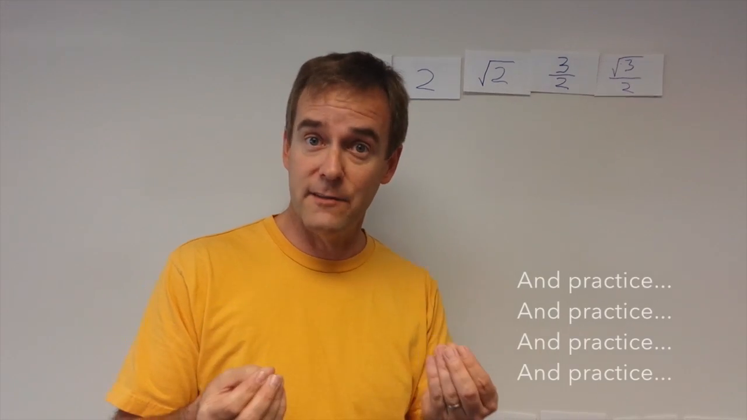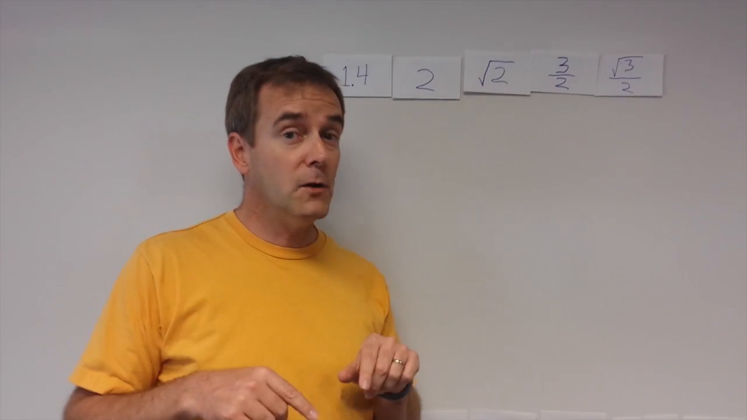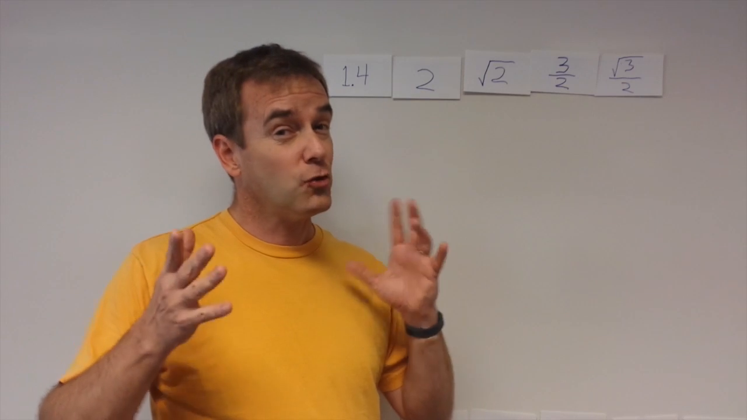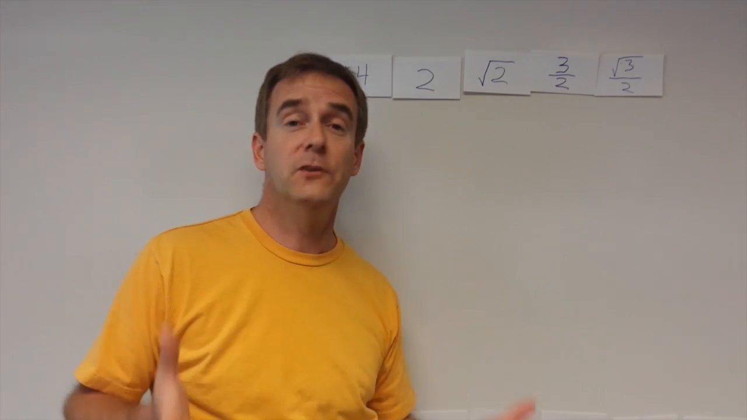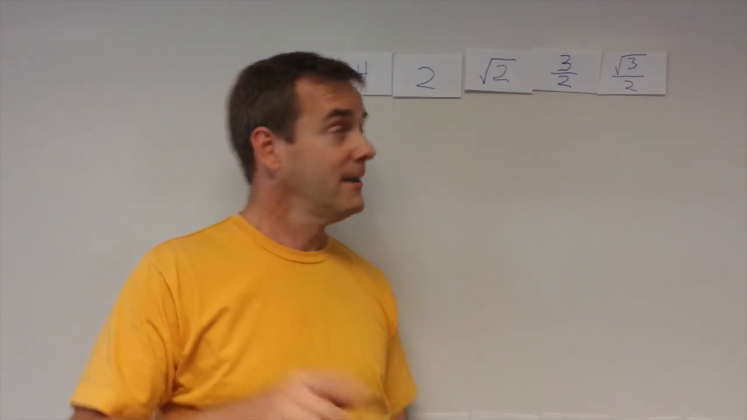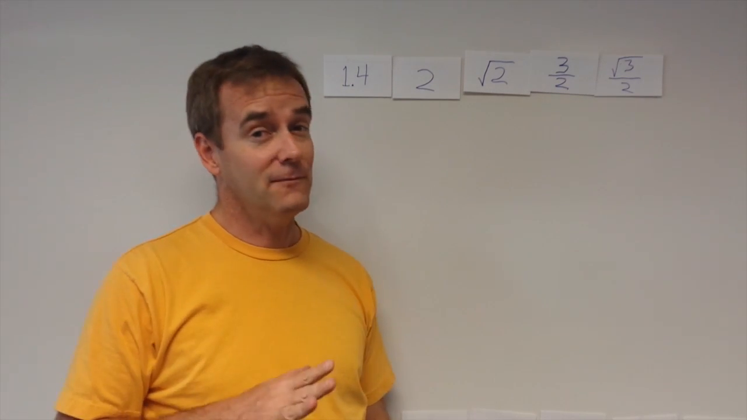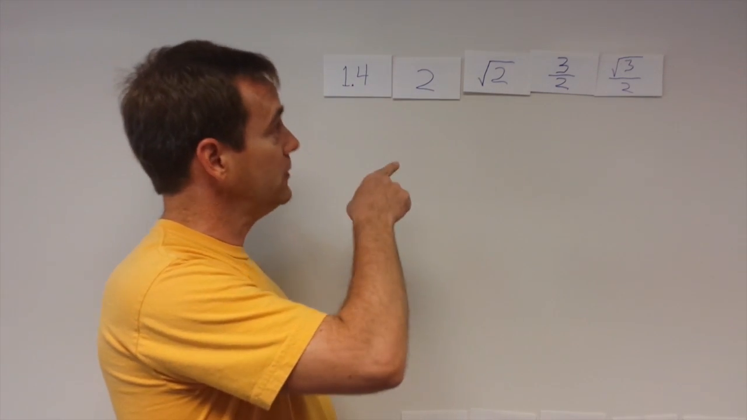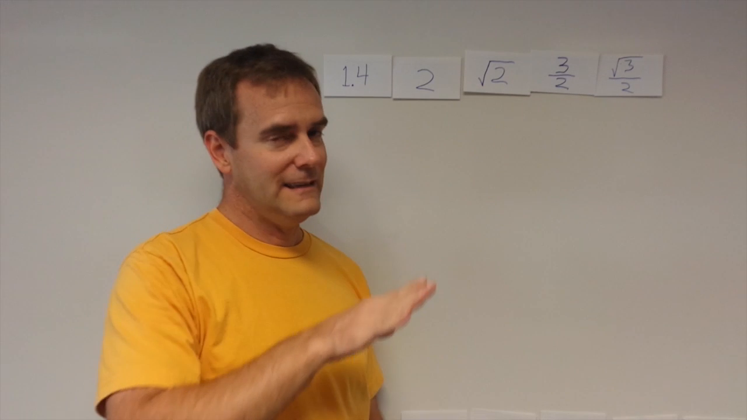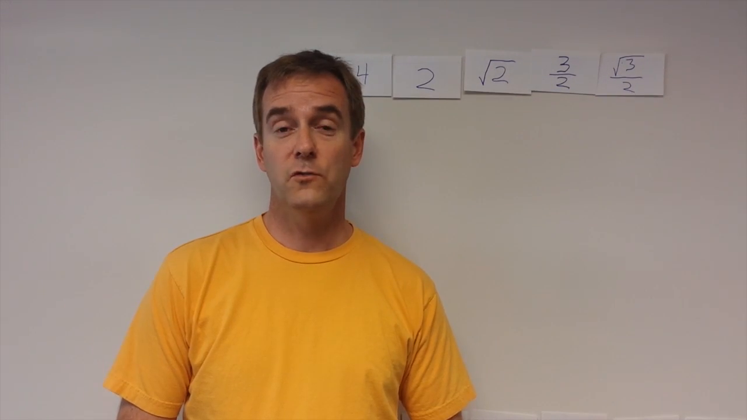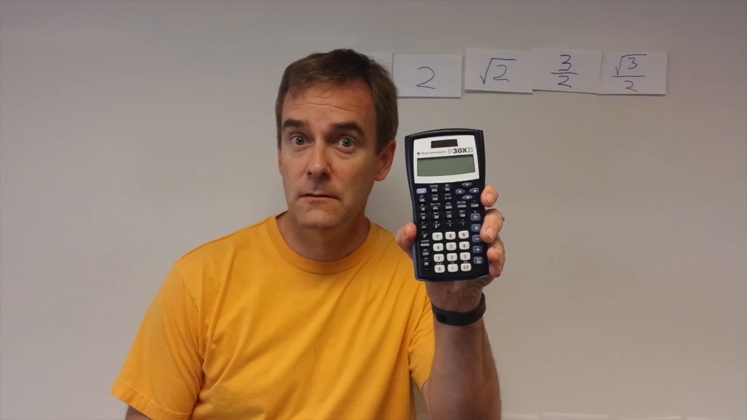That's why we practice. Now, putting them in order takes a process. It's not a trick, it's just what you have to do to make it work. The first thing is, we need these to look like the same kind of numbers. Right now, with radicals and regular numbers and decimals, it's not working that way. So what you need is a calculator.